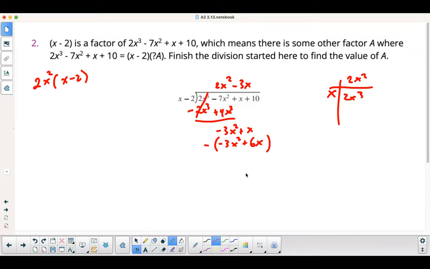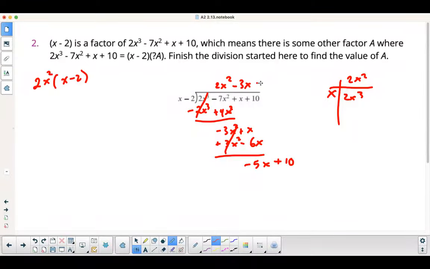So really when I subtract this whole thing, my signs change. So I like to put a negative outside sometimes. I see this is going to change to a positive and this is going to be a negative. So I'll just do it right here. I'll change it to a positive and to a negative. These cancel and I get negative 5x. And I bring down the next term, which is the 10.